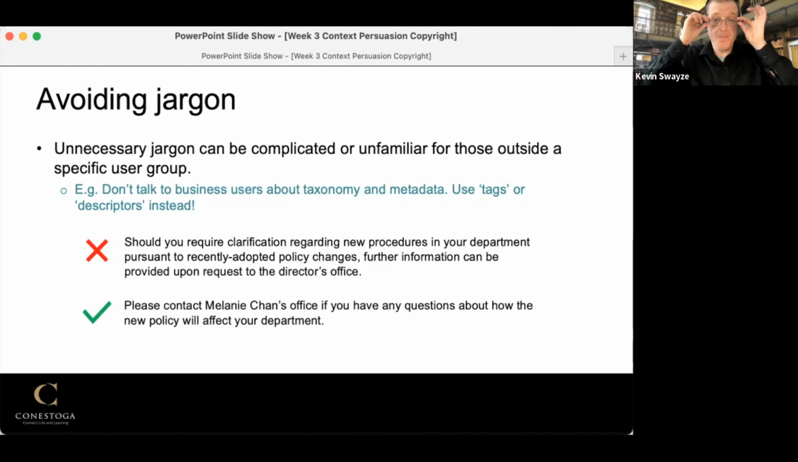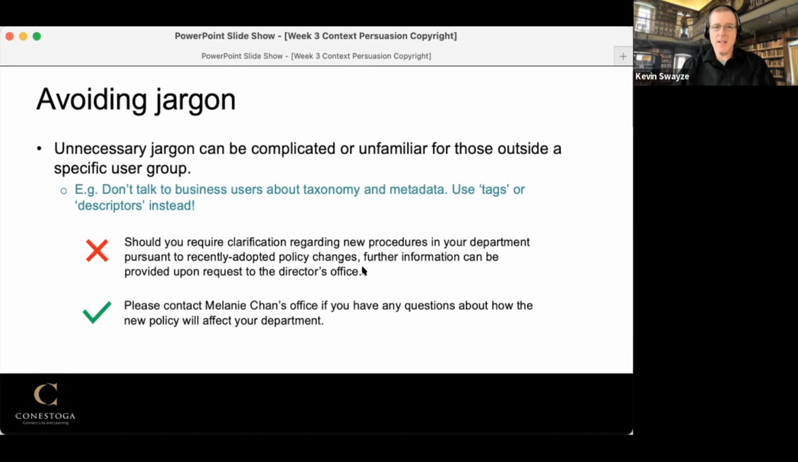Let's see if I can say this. Should you require clarification regarding new procedures in your department pursuant to recently adopted policy changes, further information can be provided upon request to the director's office. This, I think, sounds better. Please contact Melanie Chan's office if you have any questions about how the new policy will affect your department. It's asking you to do something for this reason and what's happening. You're in action. So that's what I encourage you to do.